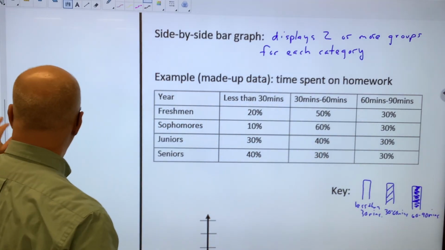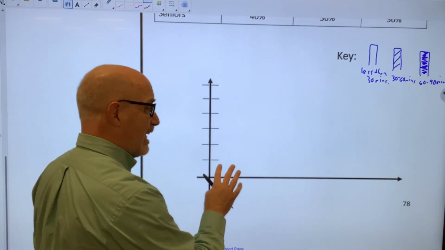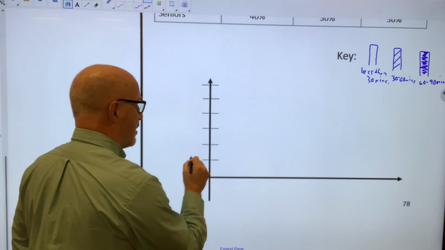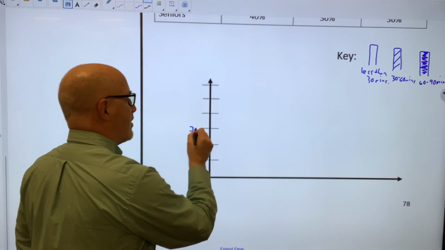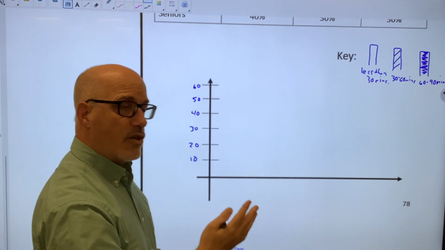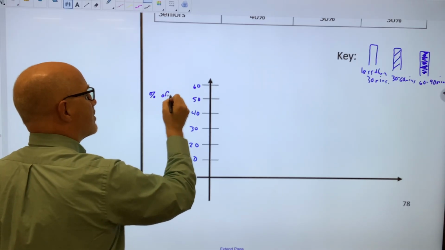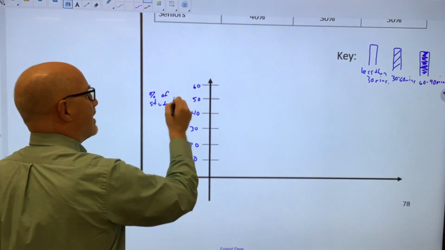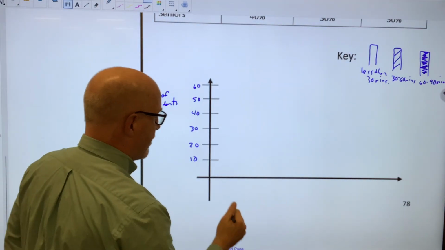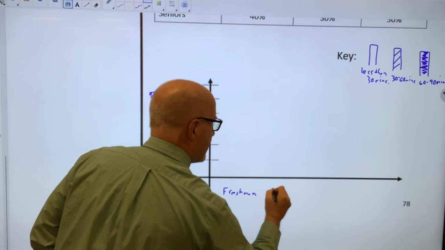Now let's take this chart and we're going to put it onto this graph. I'm going to first of all start by labeling the graph clearly. I'm going to start at 0, and the highest percentage I have is 60%, so this is going to be 10%, 20%, 30%, 40%, 50%, and 60%. At least let us know what your units are, so we know that. And this is a percentage of students in this category for each of the categories listed by our key. Now down here, I'm going to do freshmen first. Then I'm going to do sophomores.